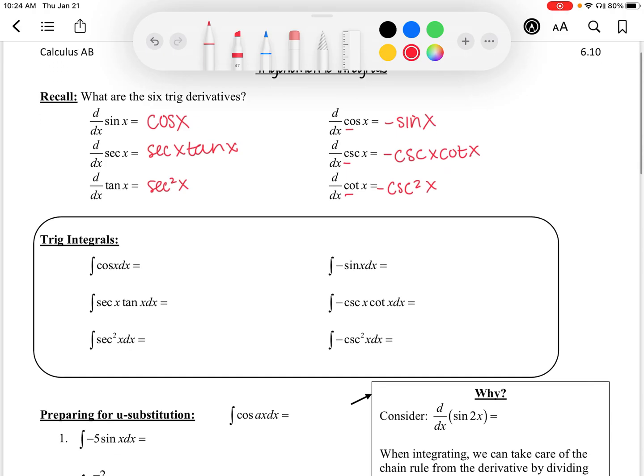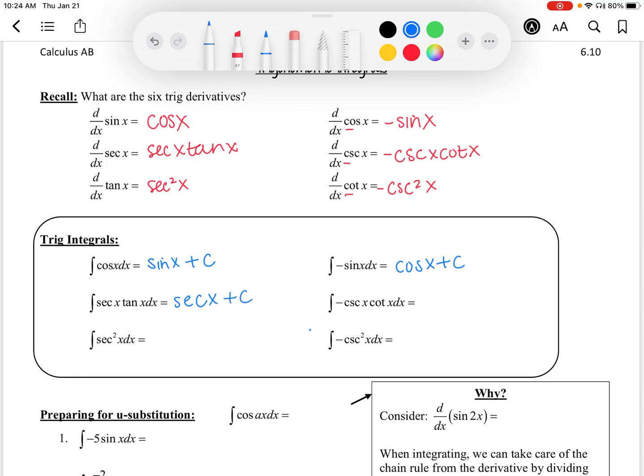But now let's talk about the other way around, our trig integrals. If I'm trying to find the integral for cosine x, that's just going to be sine x plus c. The integral for a negative sine x would be cosine x plus c. Our secant tangent, the integral would be secant x plus c.